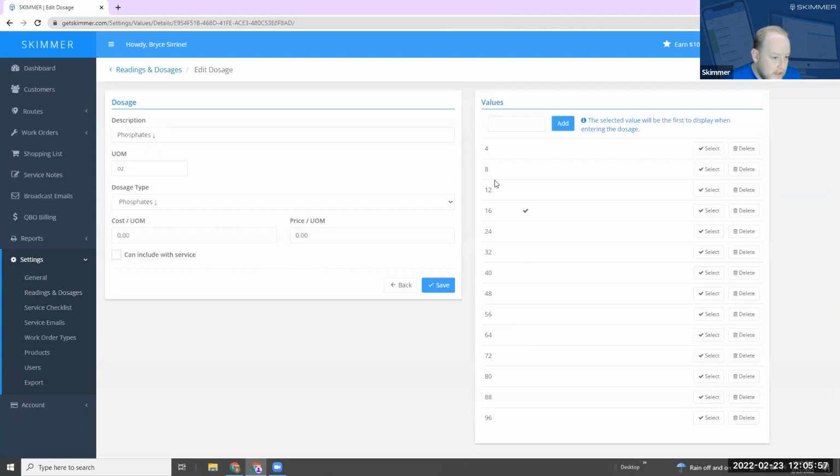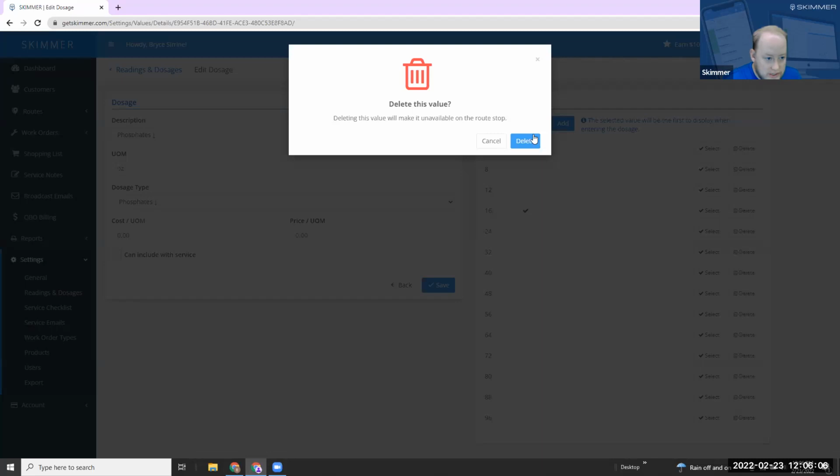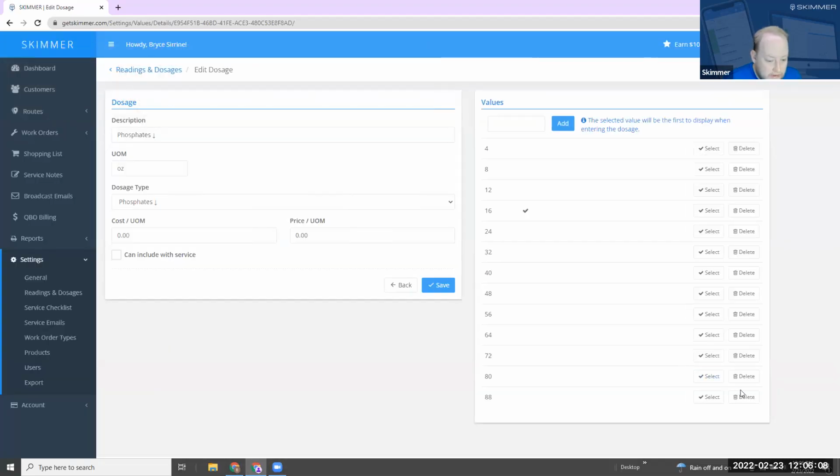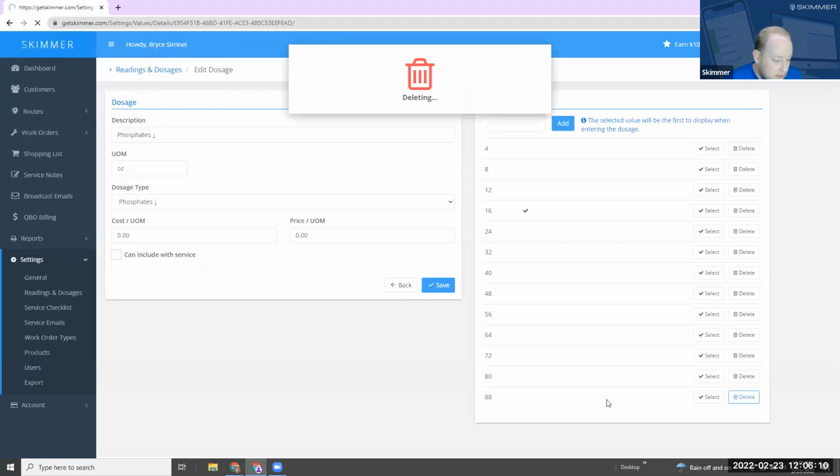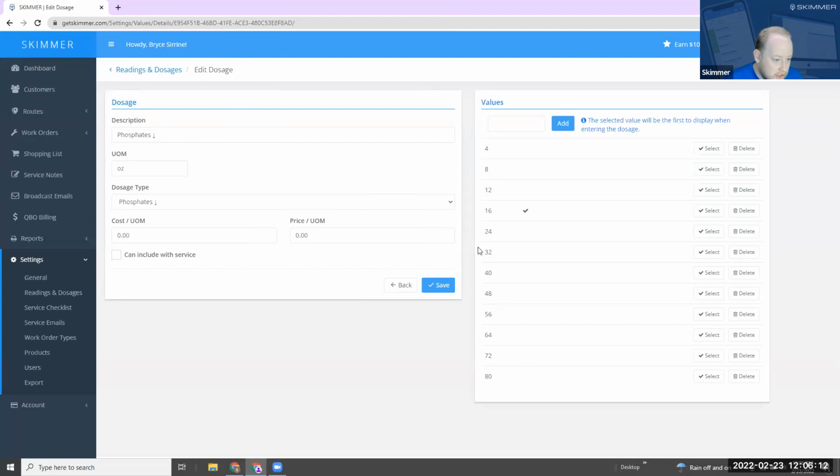So if we go to phosphates, you can see I shouldn't have numbers like this. You shouldn't be able to put 96 ounces of a phosphate remover into a body of water. You guys know that would just not be very effective, and it would just destroy your filters. So we could trim all this all the way back to whatever number you think is the biggest that it should be, based on the size of pools that you're servicing. Probably 24 ounces is the most you'd ever want to put in there.